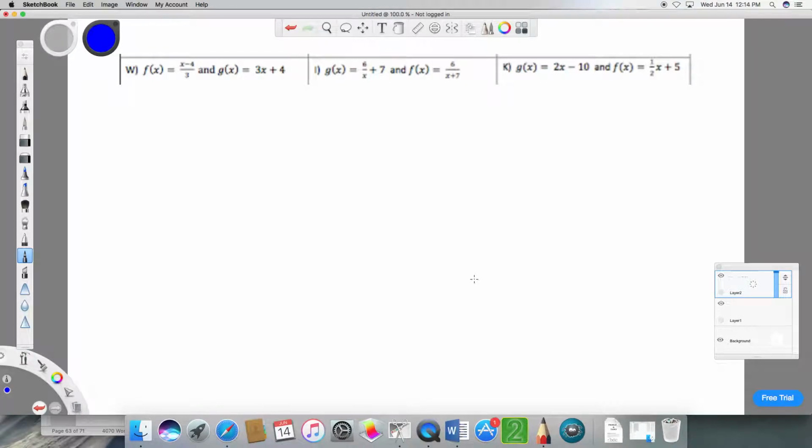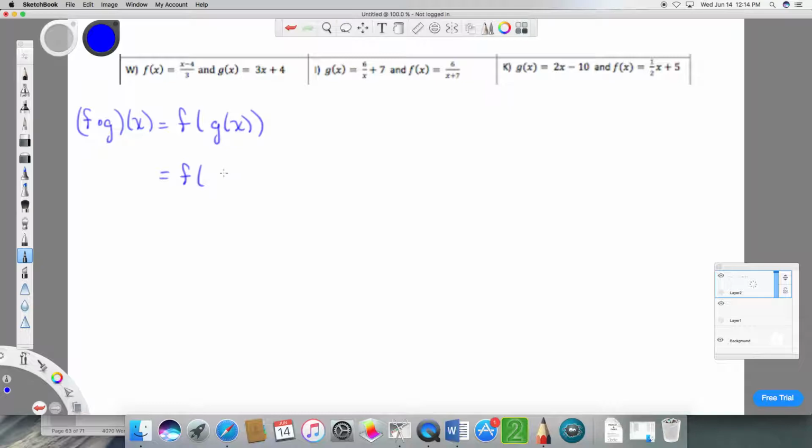Let's take a look at these three problems. They give us two functions, f and g, and they want us to determine if these are inverses of each other. So let's jump in and find the function composition, f composed with g and g composed with f, for each one of these. So for this first one, f composed with g, where g is the input of f.